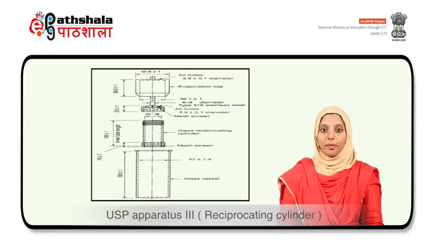Next is USP apparatus 3 or reciprocating cylinder. In this, the apparatus consists of a set of cylindrical flat bottomed glass vessels, a set of glass reciprocating cylinders, inert fittings made up of SS316 or other inert material, and screens made up of suitable non-absorbing and non-reactive materials which are designed to fit the tops and bottoms of the reciprocating cylinder.